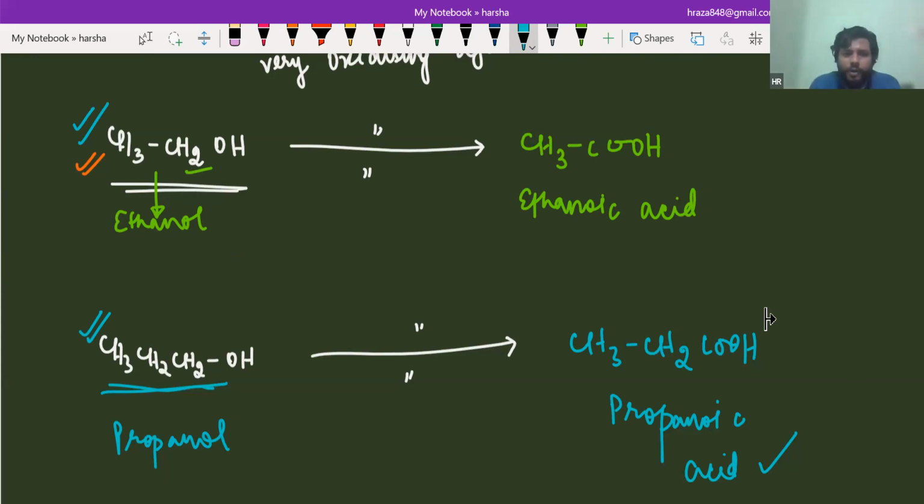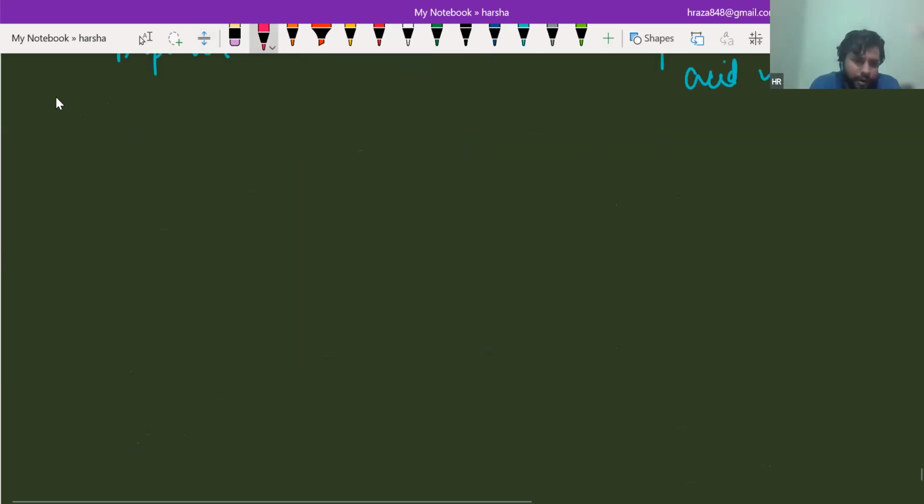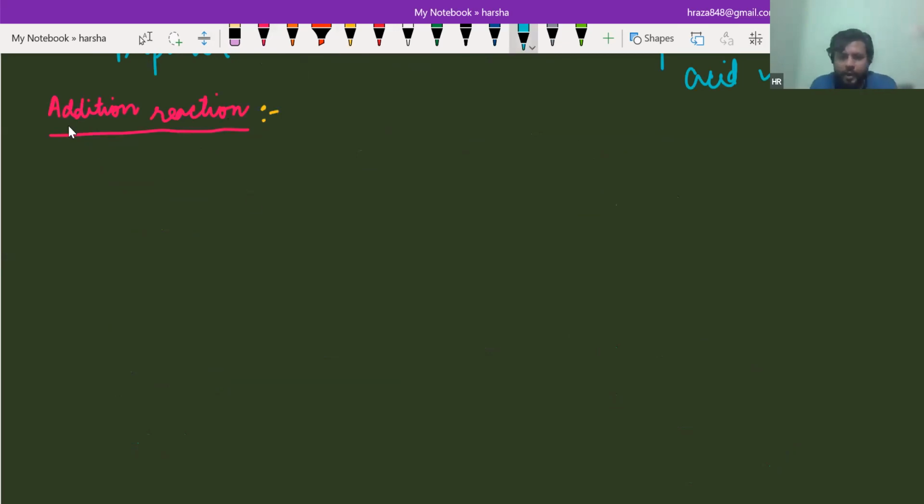Now I'm going to start the new reaction. This reaction we have already studied in the previous class. Now the reaction is basically addition reaction. As you can see, from the name you can understand that something will be added to the reactant. So basically this addition reaction is for unsaturated hydrocarbon. So I'm going to write a point: unsaturated hydrocarbon.